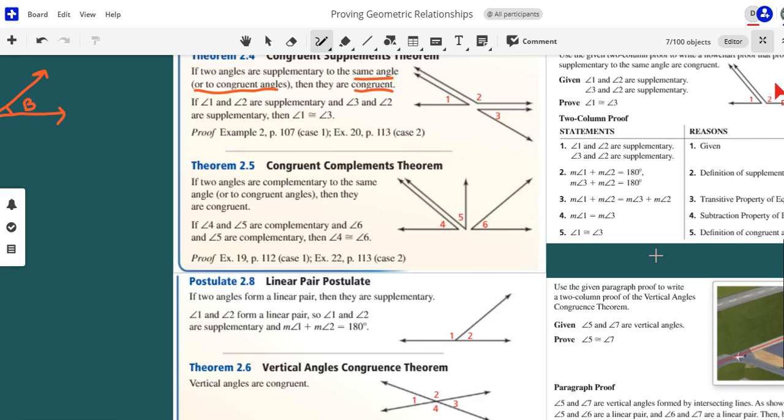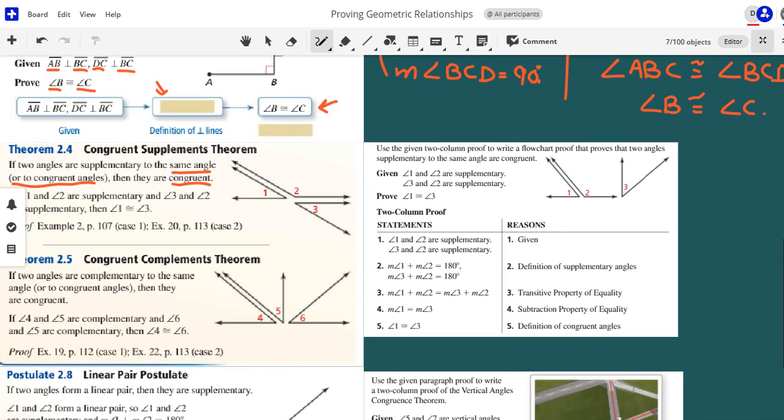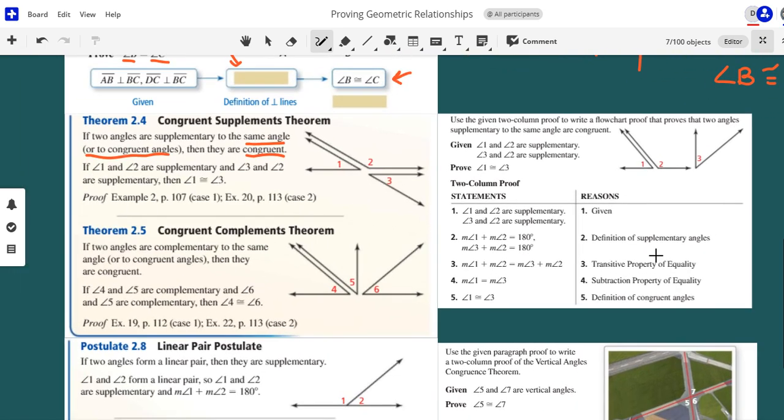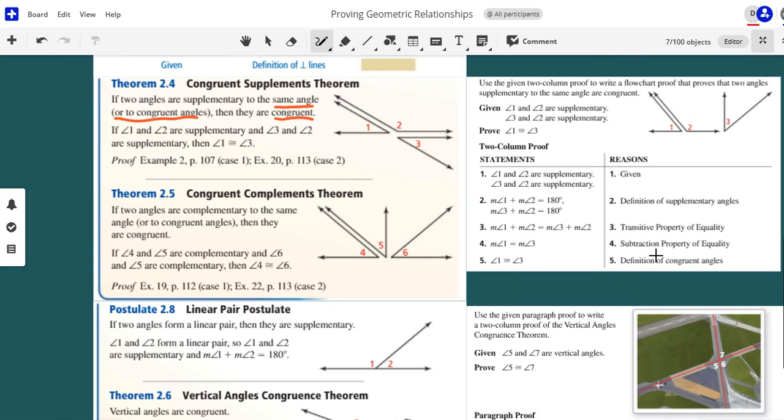Now look at the congruent complements theorem. In the previous one we used supplementary angles. Now what are complementary angles? They add up to 90 degrees. The statement is: if two angles are complementary to the same angle or to congruent angles, then they are congruent.